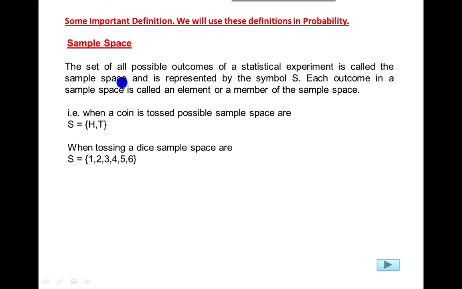Each outcome in a sample space is called an element, meaning H and T are the elements or members of the sample space. So when a coin is tossed, the sample space is H or T. When tossing a dice, the sample space is 1, 2, 3, 4, 5, 6, the total possible outcomes. In the formula of probability, we will use the definition of sample space.